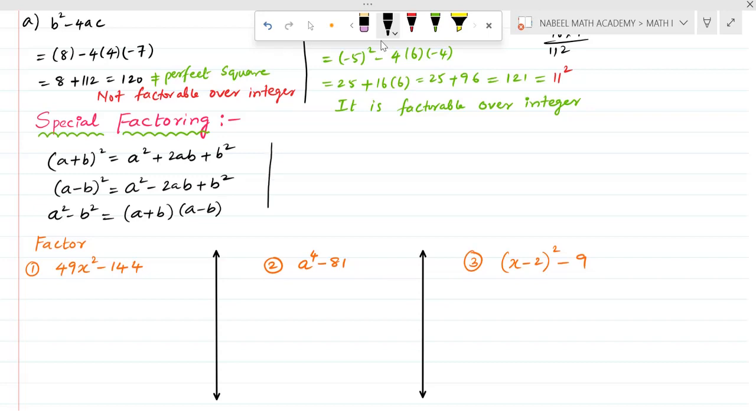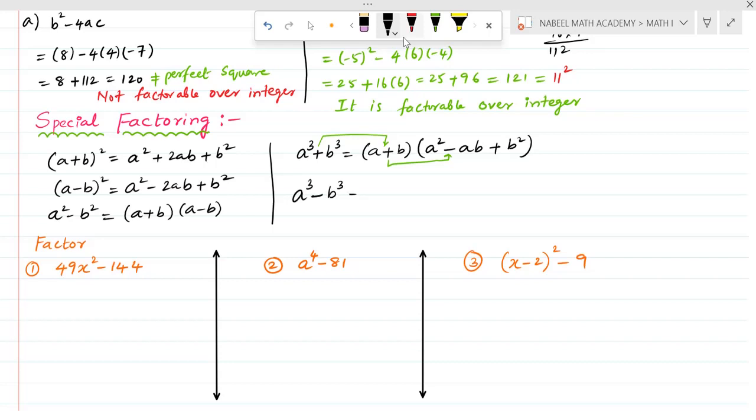And similarly, the new results here, we are going to use this part. a cube plus b cube. So what is the rule? It is a plus b, then a square minus, opposite sign. So here it will be the same sign, and here it is the opposite sign. a square minus ab plus b square. So this is the formula. Similarly, for minus, a cube minus b cube, the rule is a minus b, a square plus ab plus b square.